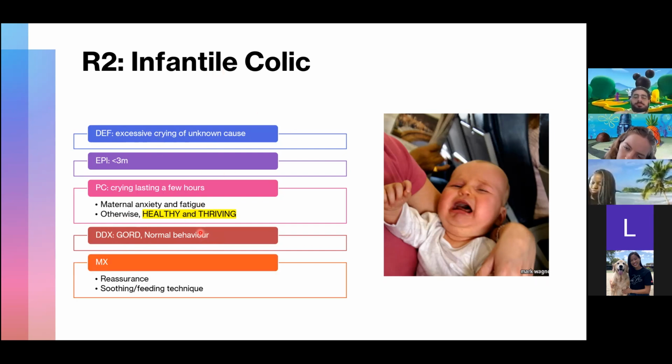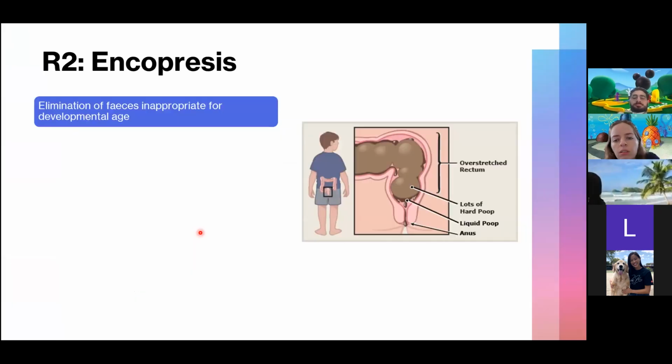Now, to manage infantile colic, it's conservative. So you reassure the mom and you try different soothing and feeding techniques. So, conservative management. The next condition is encopresis.